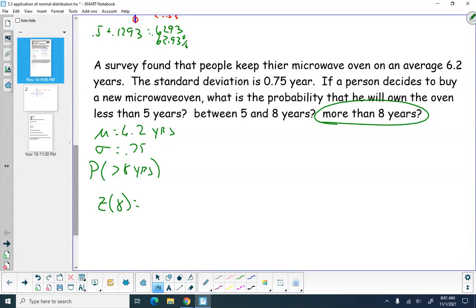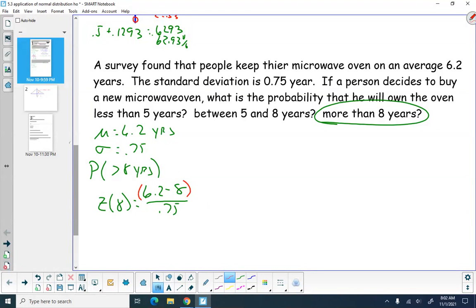And we're looking at the probability that the z value is going to be greater than 8, or greater than that z value for 8. Now, when you calculate your z-score, what I suggest you do is take 6.2 minus 8, hit your enter button, and then divide that. It will pull your answer down. Divide that by 0.75.